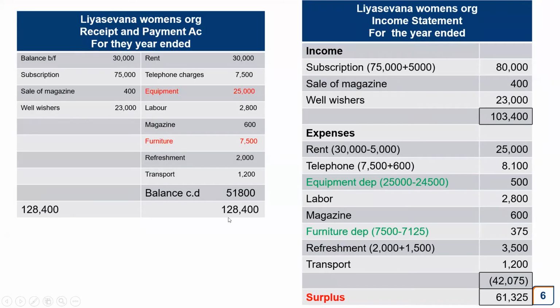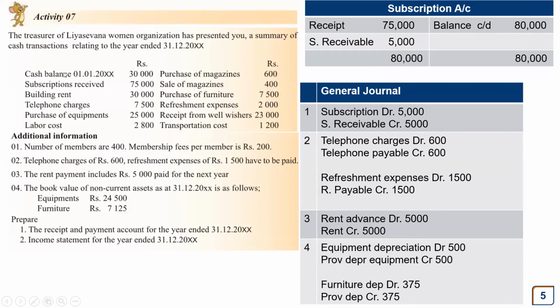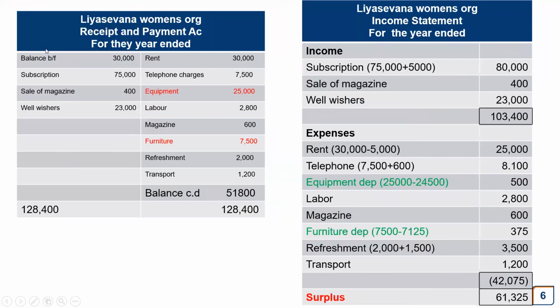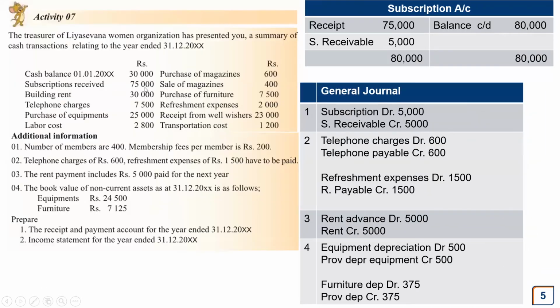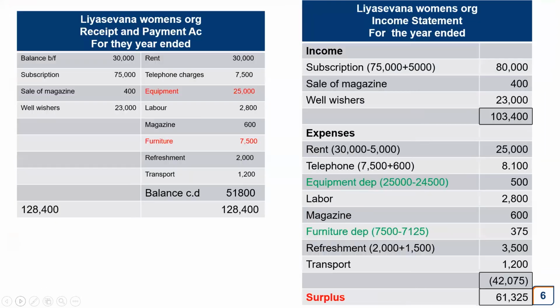So here is the receipt and payment account and the income statement. Let's take each transaction. Balance brought forward 30,000. We take it to the receipt and payment account. Subscription value received is 75,000. So remember, the receipt and payment account is equal to the cash book.